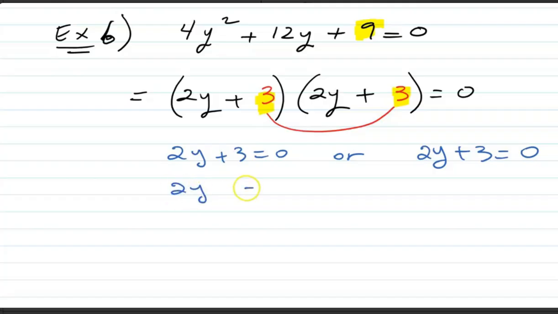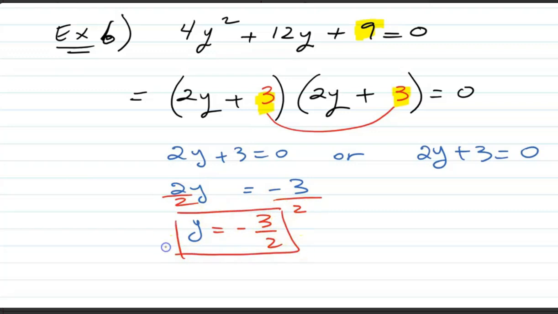So 2y equals minus 3, and solving for y, getting rid of the coefficient of 2, the final answer is y equals negative 3/2, which is the same as this answer because it's the same equation. And again, you check your answer, and that would be it. So that's how you solve this.